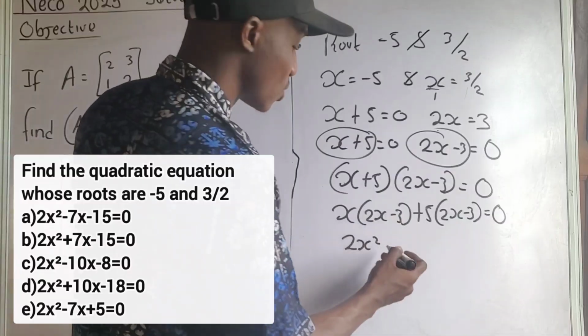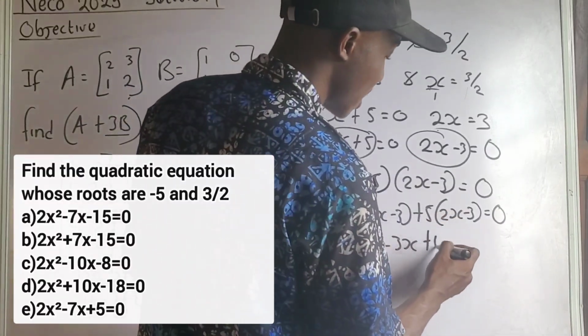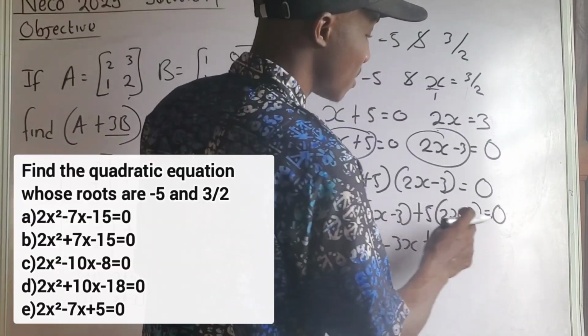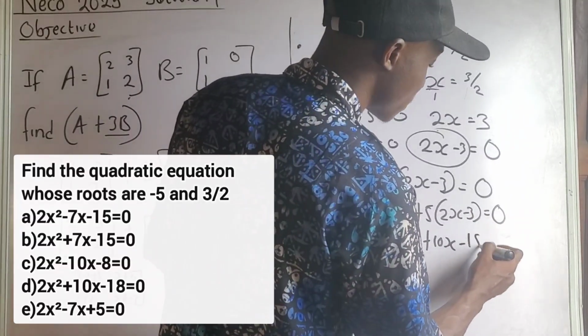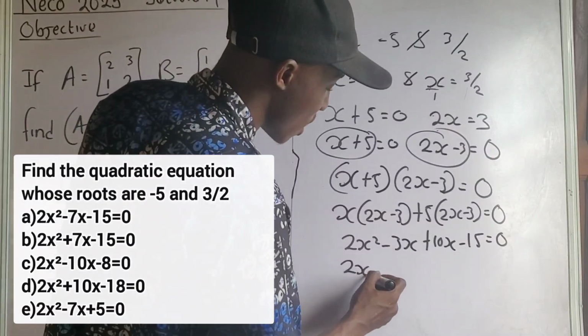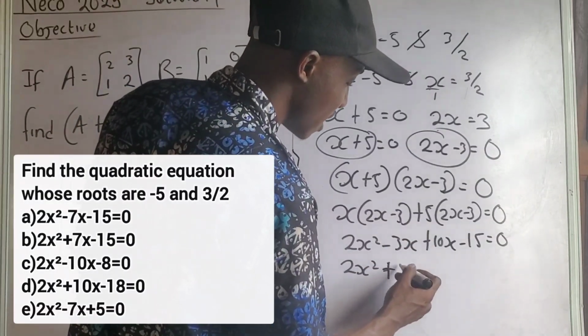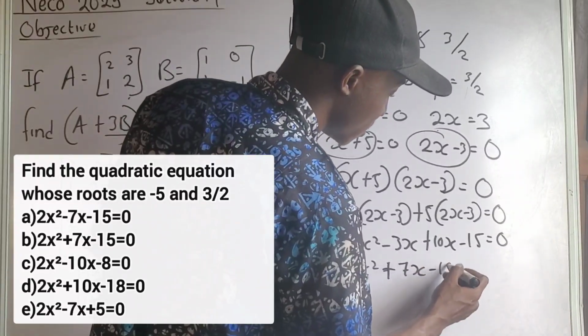x times minus 3, that is what? Minus 3x. Plus 5 times 2x, that is what? Plus 10x. Plus 5 times negative 3, that is what? Minus 15. This is equal to what? 0. Do you get it? Okay. 2x squared minus 3x plus 10x, that is what? Plus 7x minus 15 equals 0.